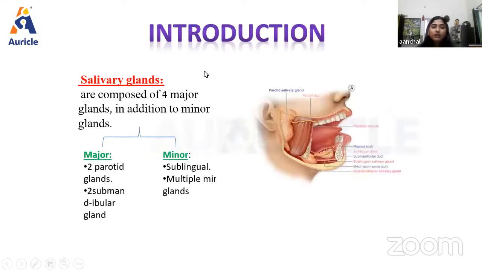Going with the introduction, the digestive juice present in the mouth is saliva, which is secreted by salivary glands. There are 4 major glands, 2 parotid and 2 submandibular, and it also includes some minor glands, for example sublingual and multiple other minor glands.